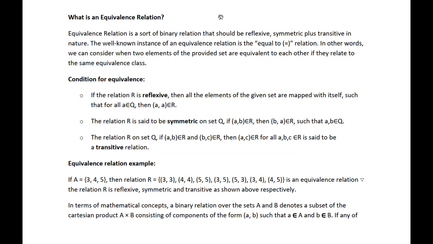So today's class will be online, and in this lecture we have to discuss what an equivalence relation is. An equivalence relation is a sort of binary relation that should be reflexive, symmetric, plus transitive in nature. The well-known instance of an equivalence relation is the equality relation. In other words, we can consider two elements of the provided set to be equivalent to each other if they relate to the same equivalence class.